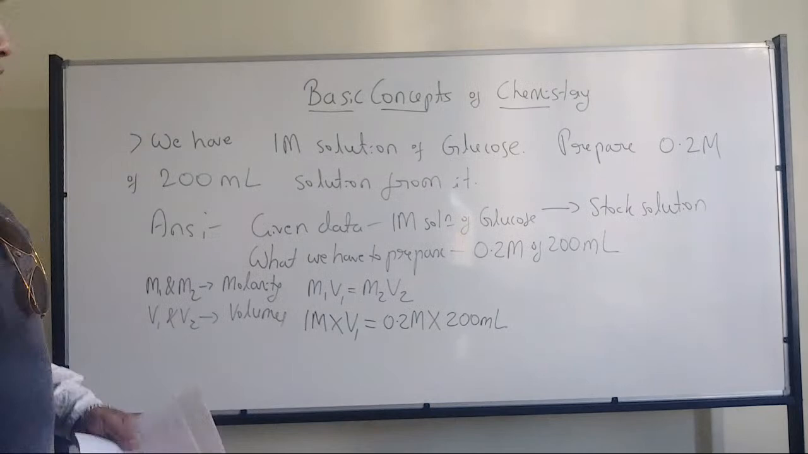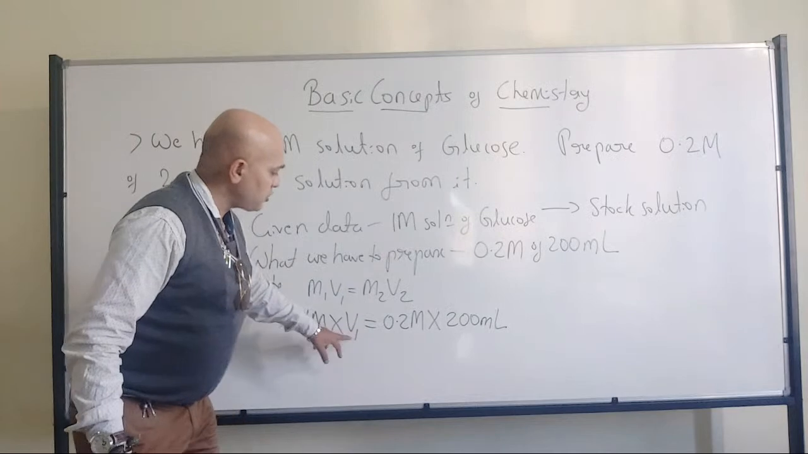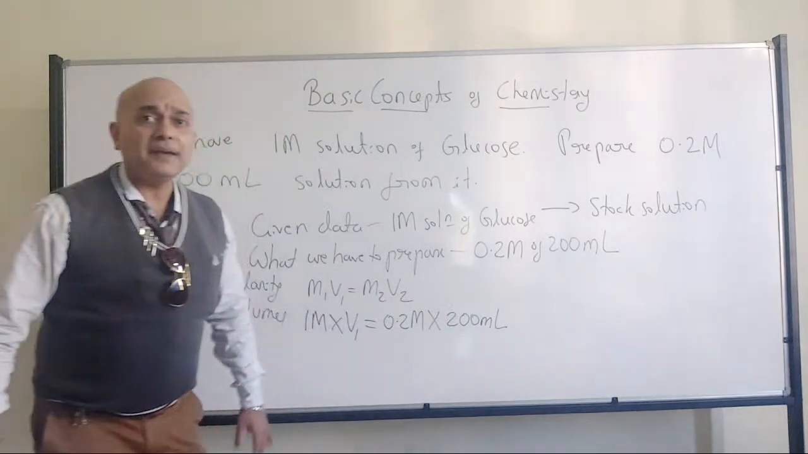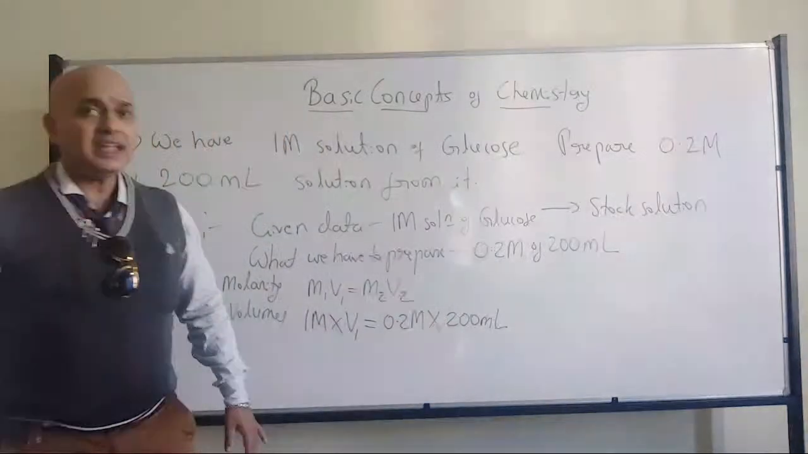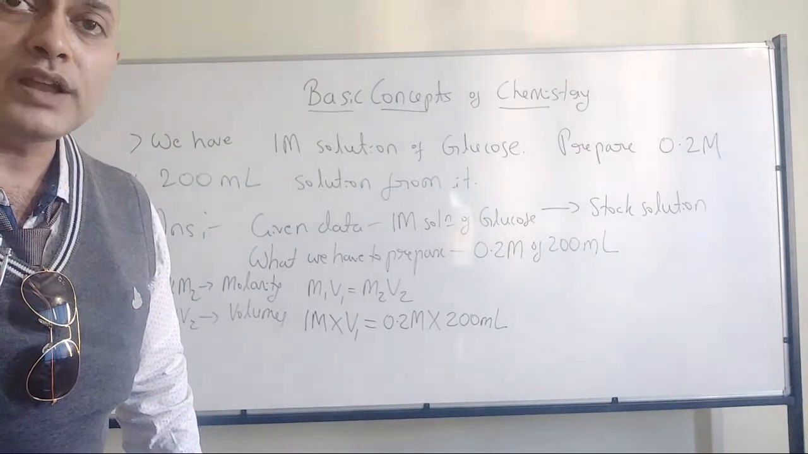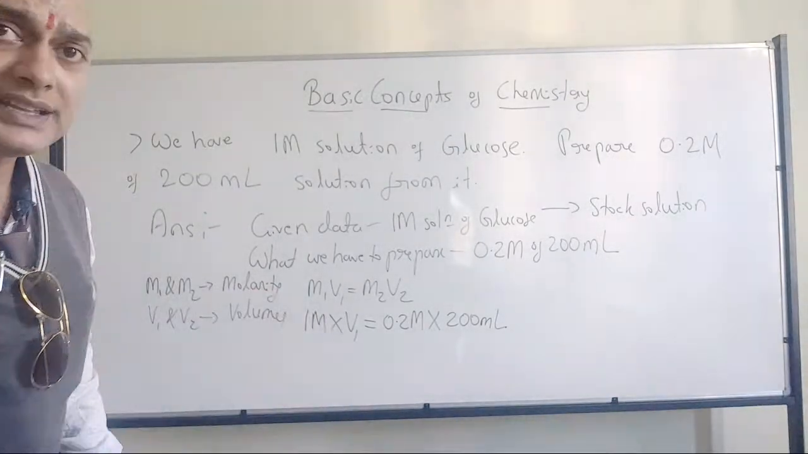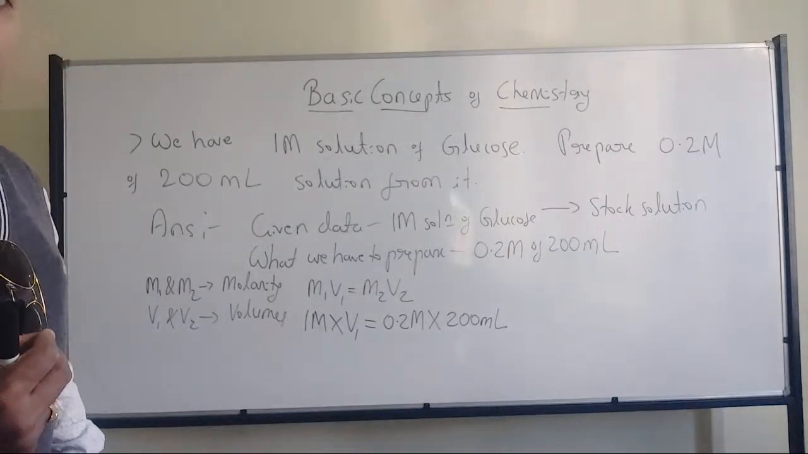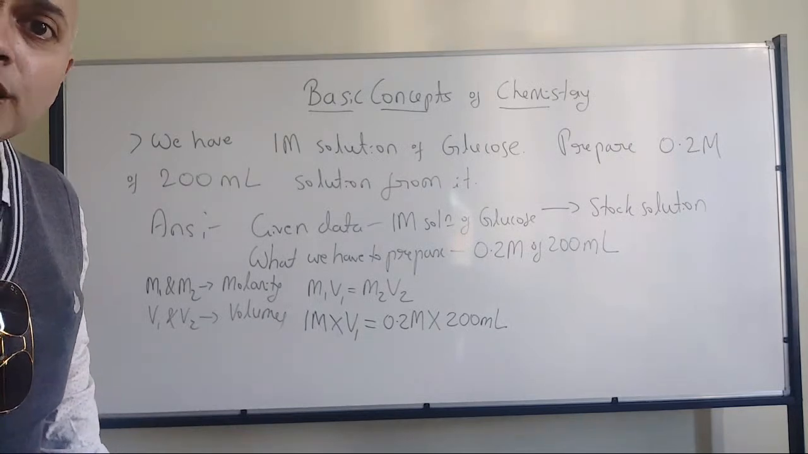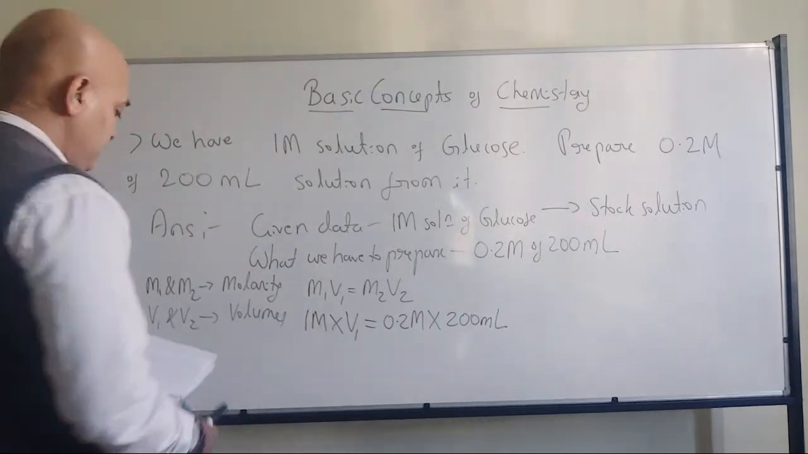Now what I will do is take V1 volume of the glucose stock solution and make the volume up to 200 ml. That's how I am going to get 0.2 molar solution of 200 ml. All of you have understood? Whatever V1 I get as the answer will be the volume of stock solution I should take, and I should make the volume up to 200 ml. Let us see how much it will be.